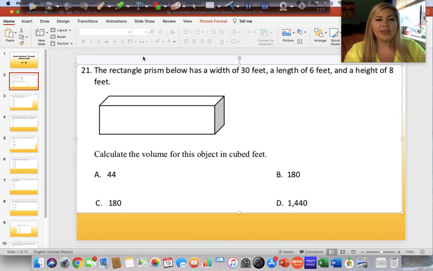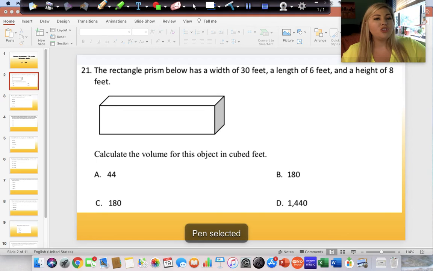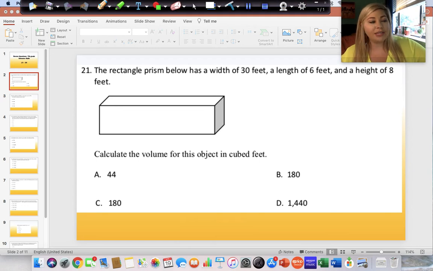21 says the rectangular prism below has a width of 30 feet, a length of 6 feet, and a height of 8 feet. Calculate the volume for this object in cubed feet. So when we are finding the volume of a rectangular prism, what you want to do is multiply the length times width times height, or base times width times height. They are the same thing. Length times width times height and base times width times height. Same formula. Okay, so we are just multiplying these three numbers together.